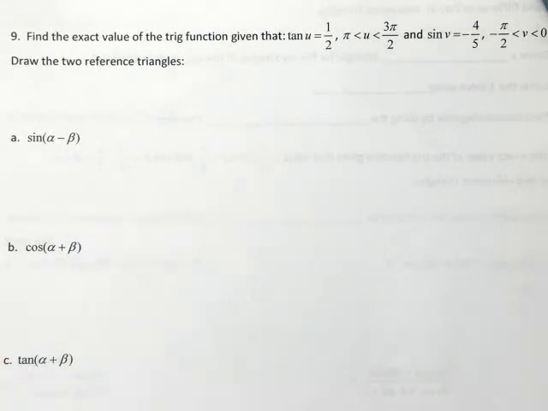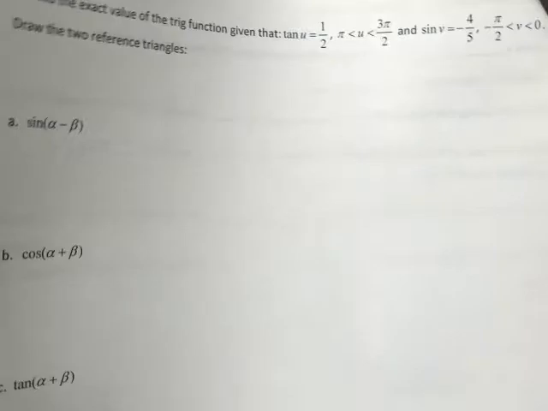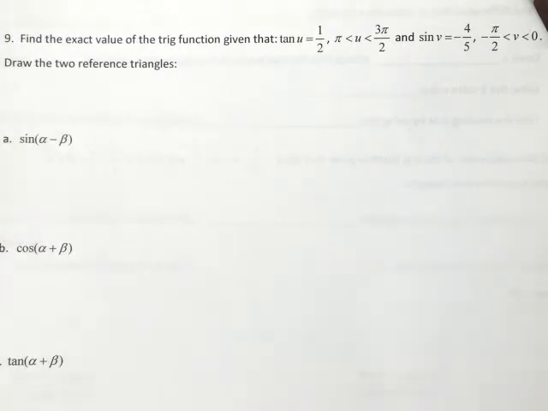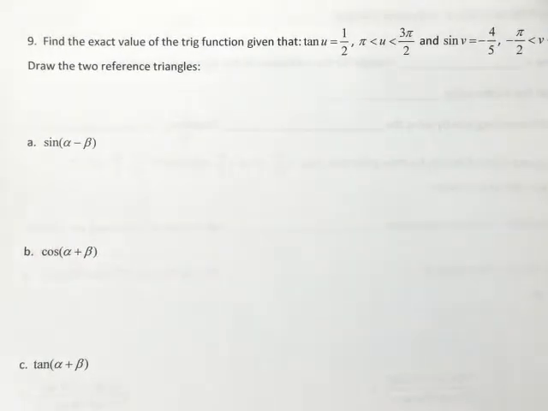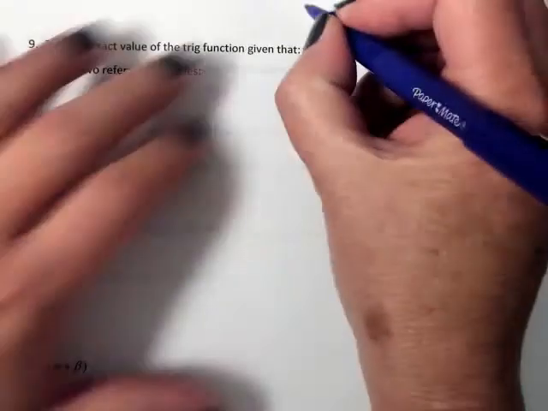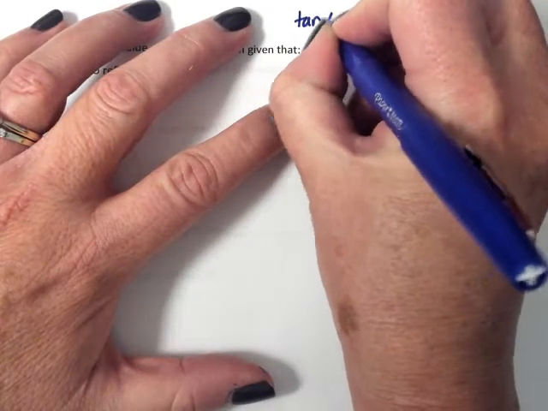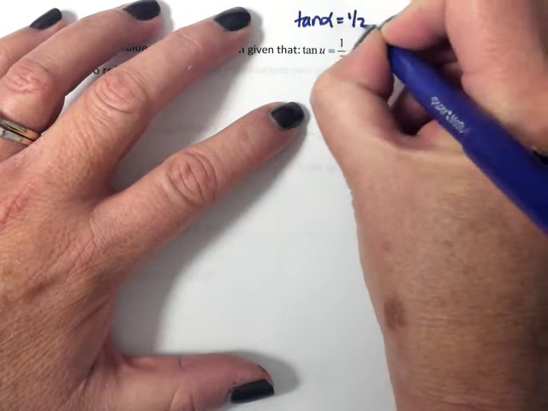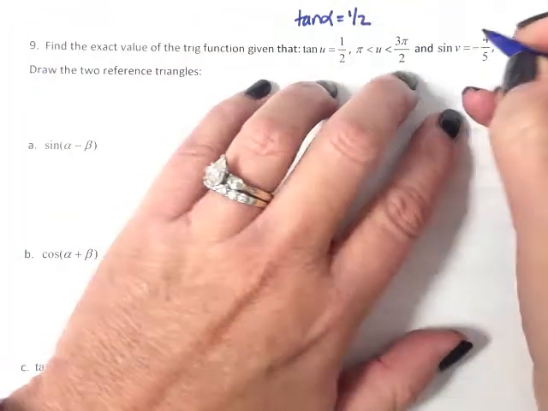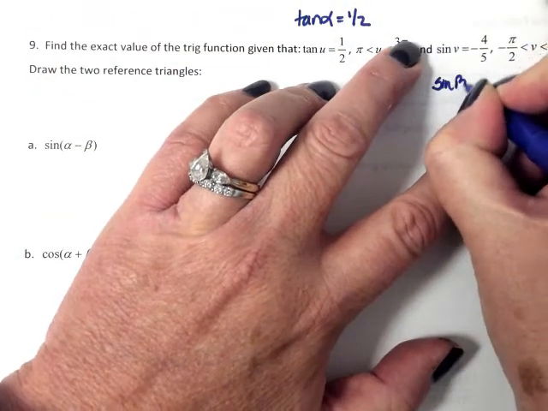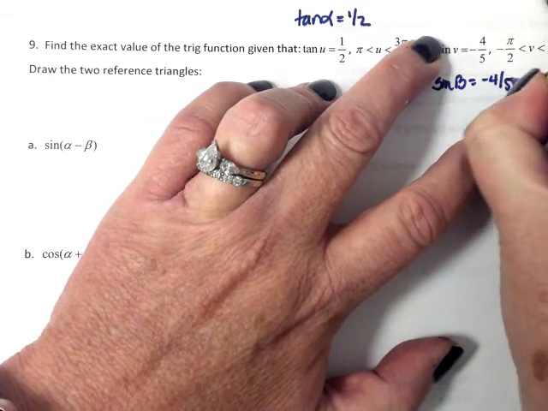So for the next example, like we just did in the previous example, using our sum and difference formulas, you may have to draw a reference triangle. So here, again, I'm just going to change this to tangent alpha. So tangent alpha is 1/2, and again, sine of beta is equal to -4/5.